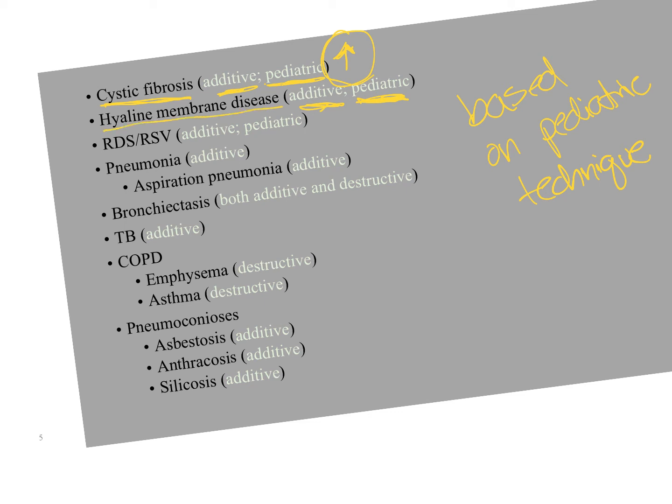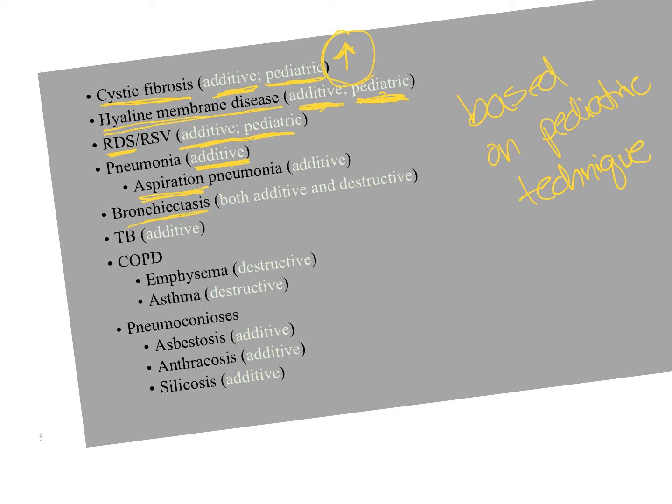Hyaline membrane disease, that's also pediatric and it's additive. We also have RSV or RDS, or respiratory distress syndrome, typically pediatric and also additive. So all of those have that additive property in common. Pneumonia, this one we've all probably heard of throughout our lifetimes, and it is also additive. Aspiration pneumonia, that is when a person has inhaled solid contents instead of just air. So those solid contents are getting into the lungs now.